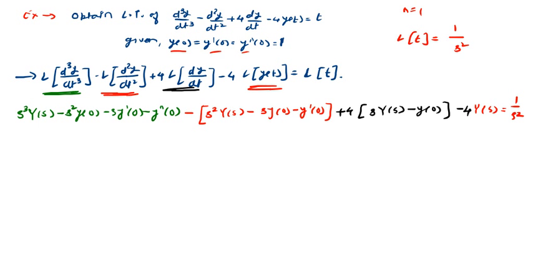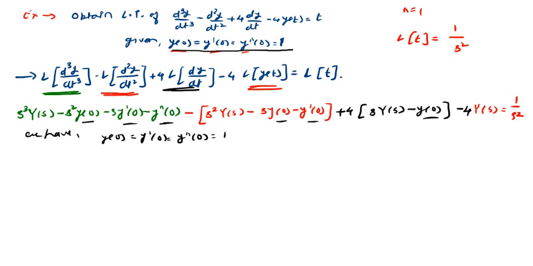Now what we are given are these values: y of 0, y dash of 0, y double dash of 0 is equal to 1. So put the values. We can see y of 0, y dash of 0, y double dash of 0 here, also here y of 0, y dash of 0, and here also y of 0. So put every value equal to 1 basically.